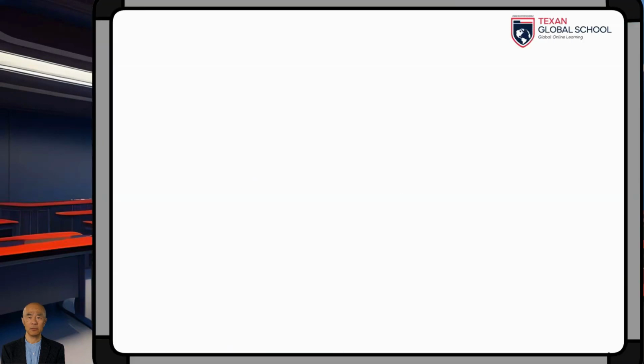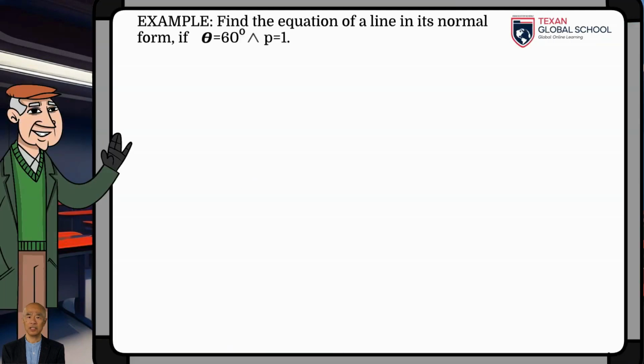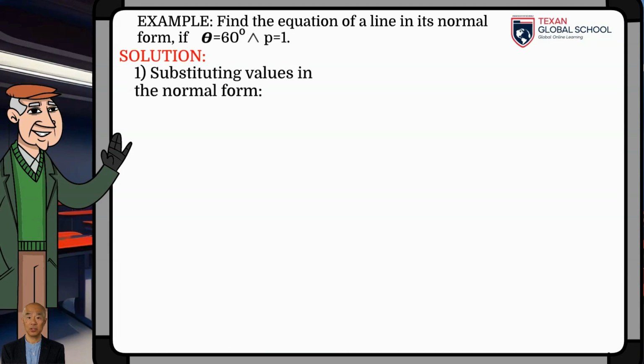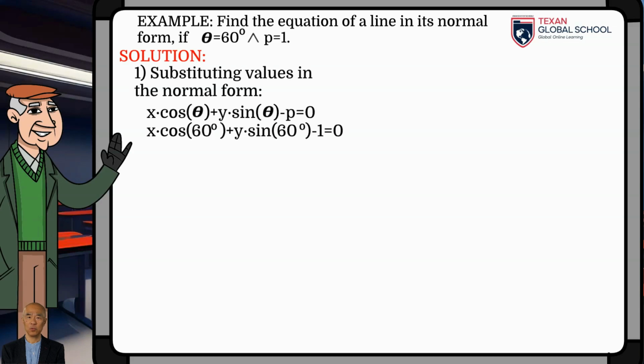Let's look at an example. We will find the equation of a line in its normal form, if theta is equal to 60 degrees and p is equal to 1. In this case, substitute values directly into the normal form.